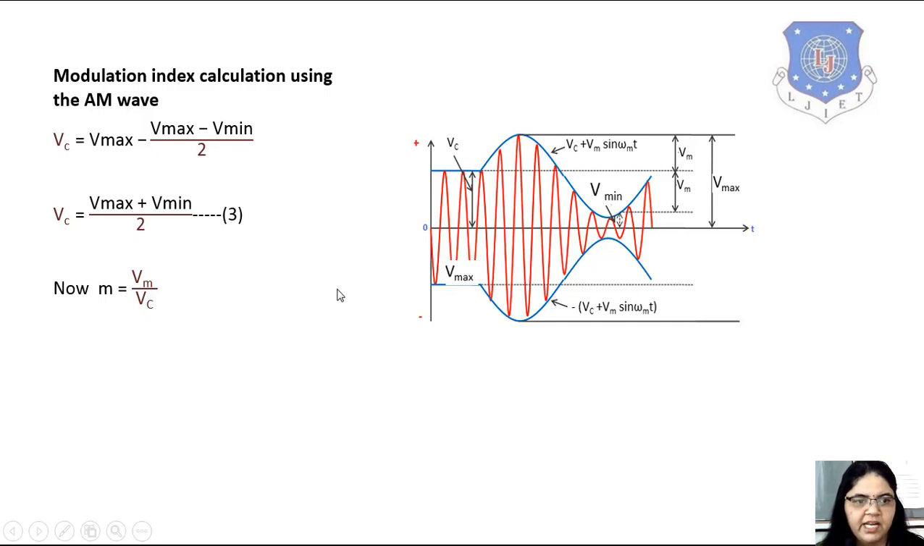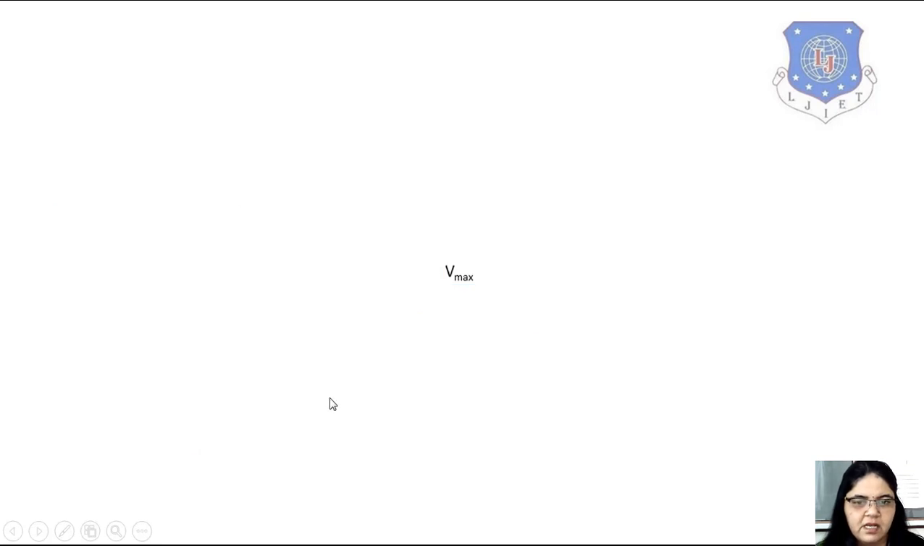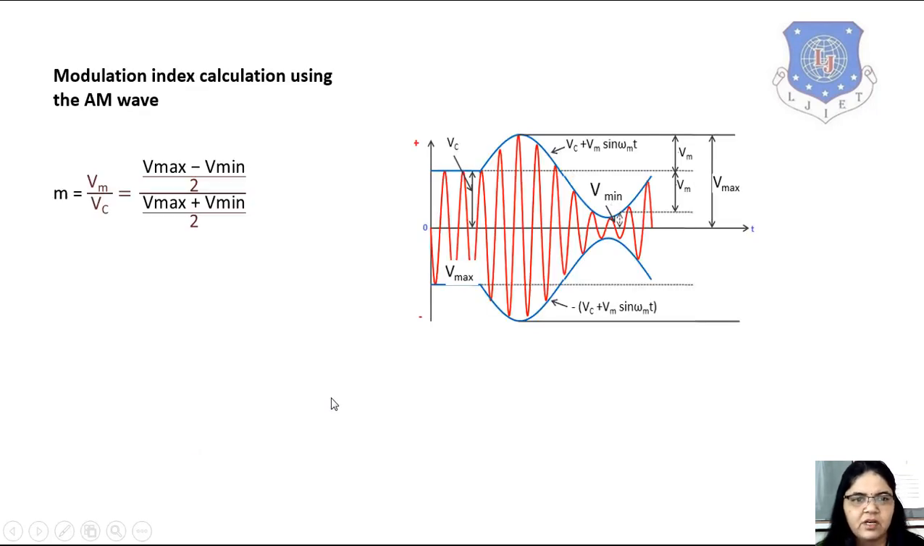So we will put the value of Vm and Vc inside the equation. Now putting the value of Vm, it is (V maximum minus V minimum) upon 2 divided by (V maximum plus V minimum) upon 2. Now this 2 will cancel, and we get the value of small m as V maximum minus V minimum upon V maximum plus V minimum.